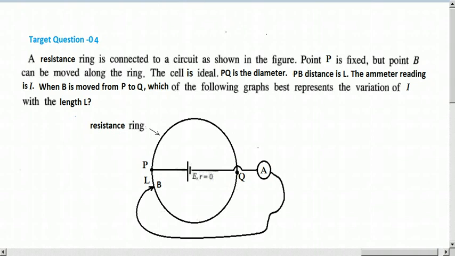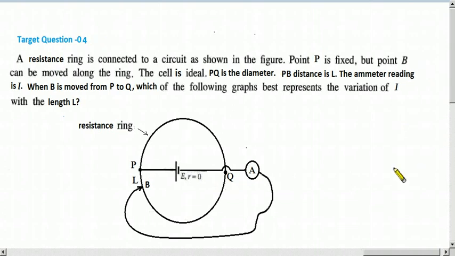So children, here is target question 4. A resistance ring is connected to a circuit as shown in the figure. Point P is fixed, but point B can be moved along the ring. The cell is ideal. PQ is the diameter. PB distance is L. The ammeter reading is I. When B is moved from P to Q this way, which of the following graphs best represents the variation of I with the length L?